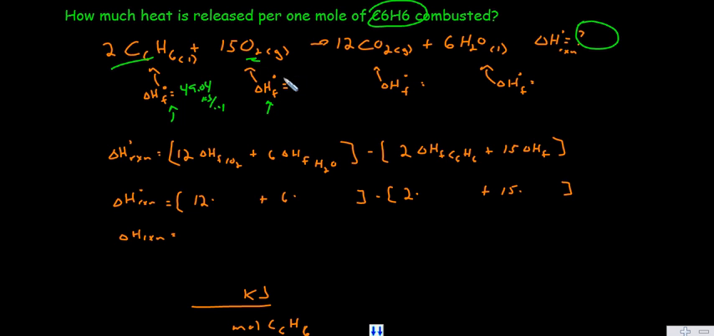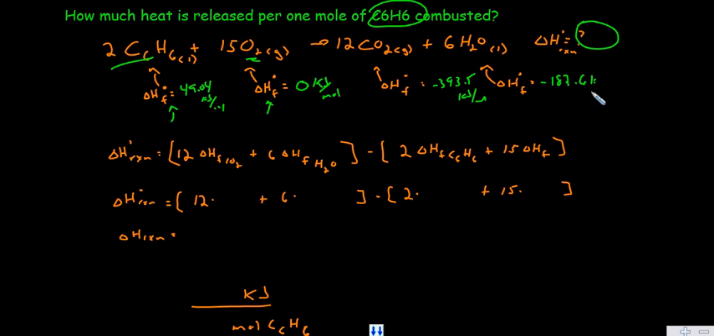Oxygen gas. To form it, there are no kilojoules of heat involved, because to form it, you're just getting it from its normal elemental form, O2. There's no change. What about CO2? It's negative 393.5 kilojoules per mole.